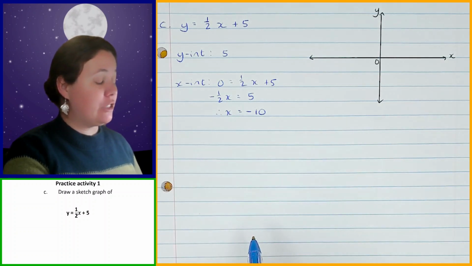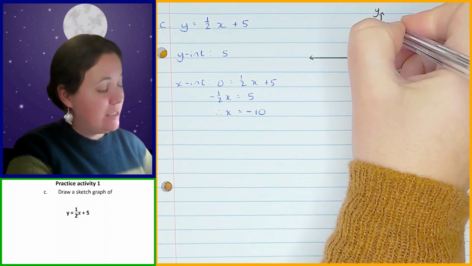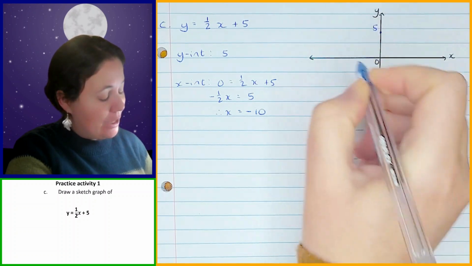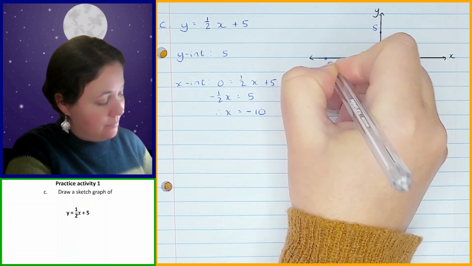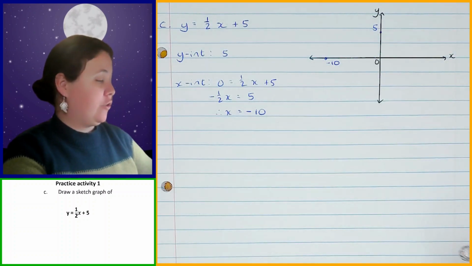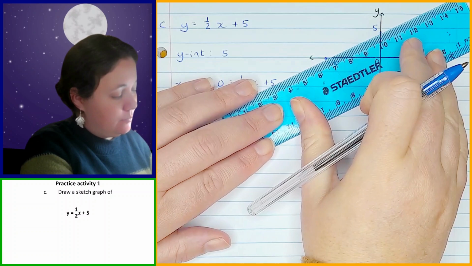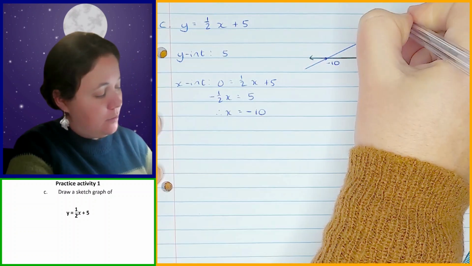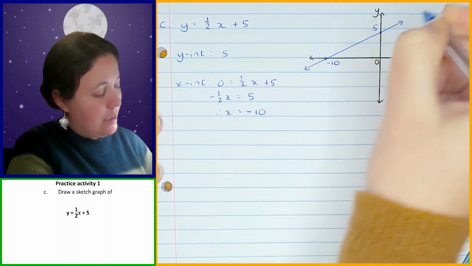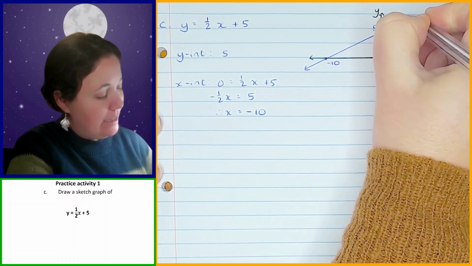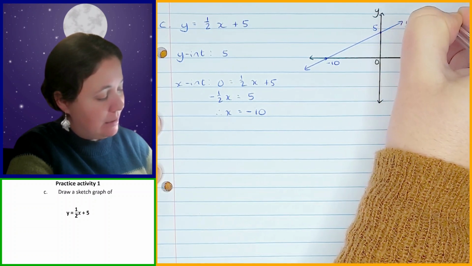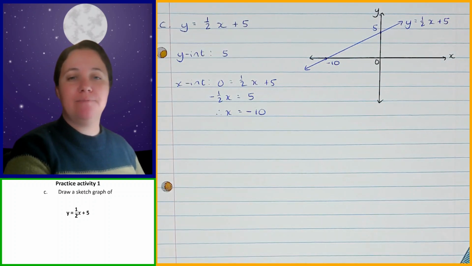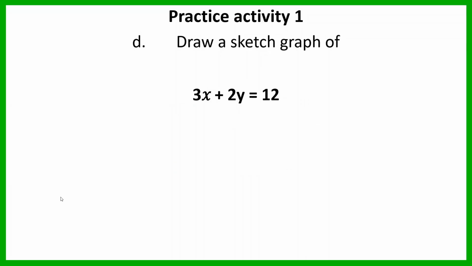Okay, now we're going to go and plot our graph. So our y-intercept is 5, and our x-intercept is negative 10. So now I'm going to go and join that up. And then label my graph. So that's y equals half x plus 5. So that's what you should have got for that one. Right, let's go on to question D. I'm going to give you 2 minutes to draw this one as well.